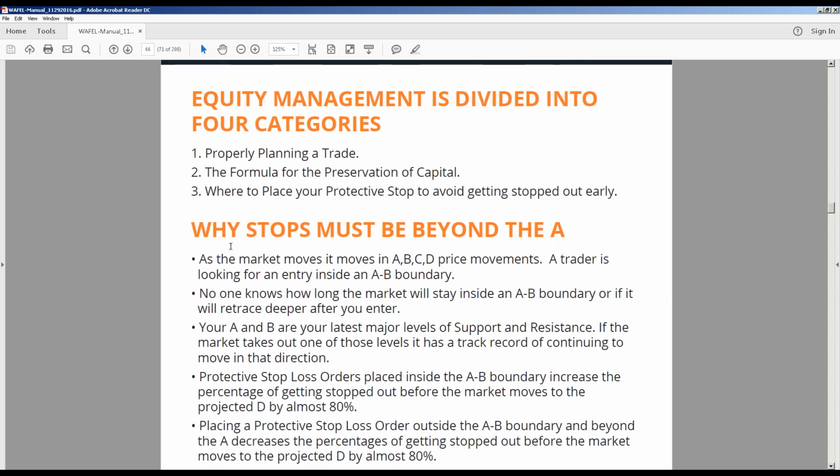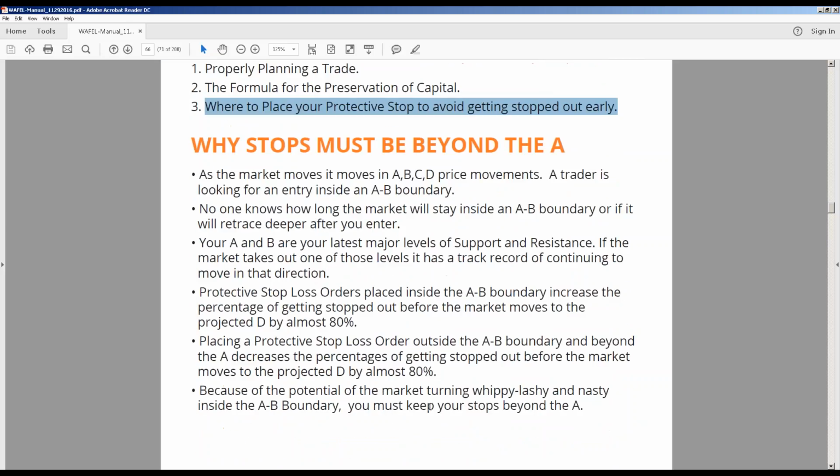Right, now we get to where to place your protective stop to avoid getting stopped out early, and why the stops must be beyond the A. Now, as the market moves, it moves in A, B, C, D price movements. A trader is looking for an entry inside an AB boundary. No one knows how long the market will stay inside an AB boundary or if it will retrace deeper after you enter. Your A and your B are your latest major levels of support and resistance.